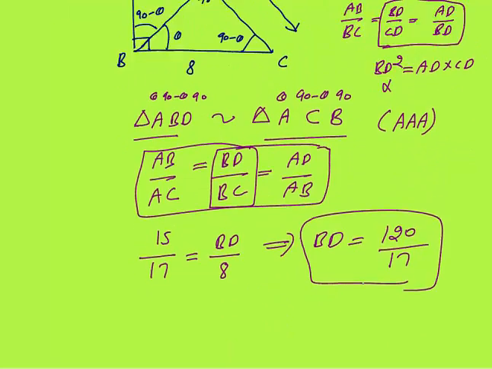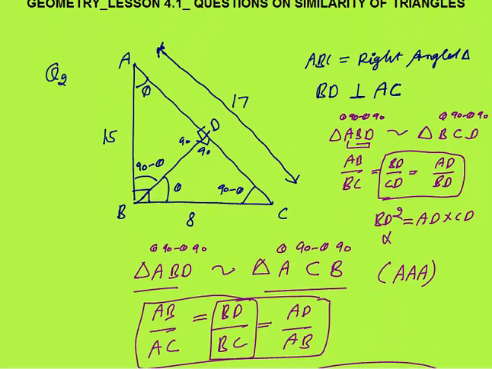So my logic behind this question was that similarity is applicable whenever three angles of any one triangle are equal to three angles of another triangle. Then the triangles are similar, and whenever the triangles are similar, the corresponding sides are in the same ratio.